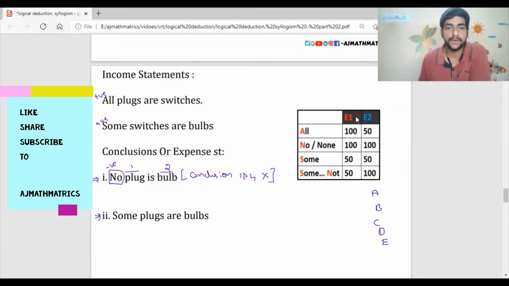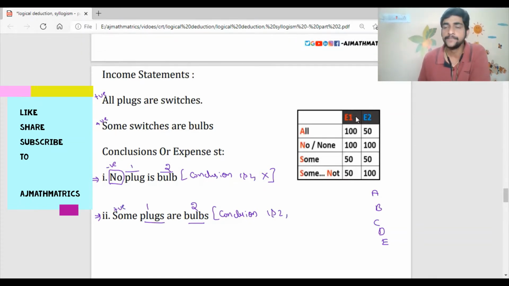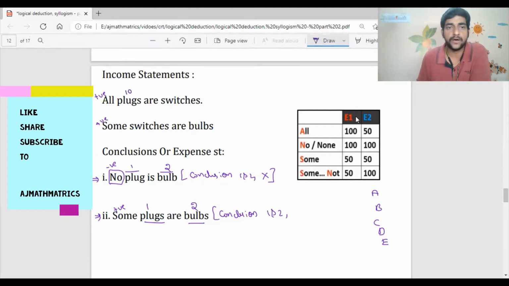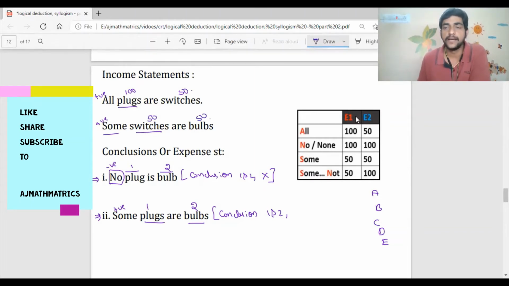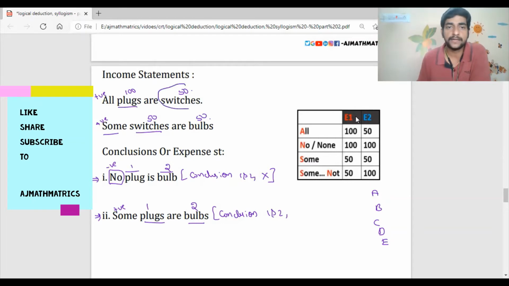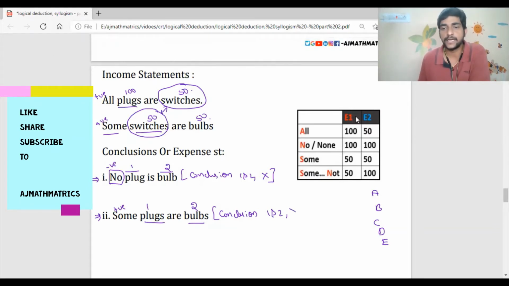Some plugs are bulbs. Plug is in which statement? First statement. Bulb is in the second statement. So it's a conclusion of 1 and 2. Then we need to verify the nature as well. These two are positives and the conclusion should be positive. Yes, it is positive. Now we'll go with the values here. What are the values? All plugs are switches. Plug value is 100, switch value is 50, and switch value is 50 because it starts with some, and bulb value is 50. One thing to observe here: one middle term value should be 100 to write the conclusion, but here both middle term values are given as 50, so the conclusion does not exist.